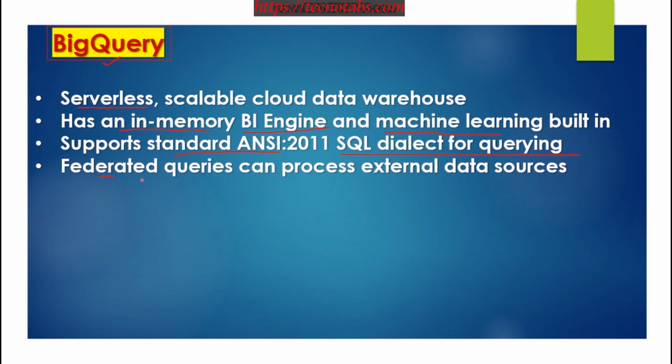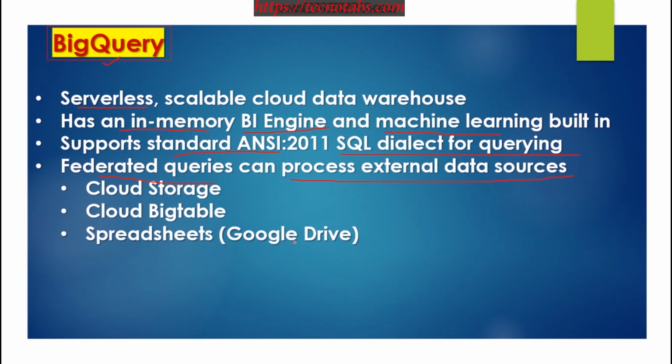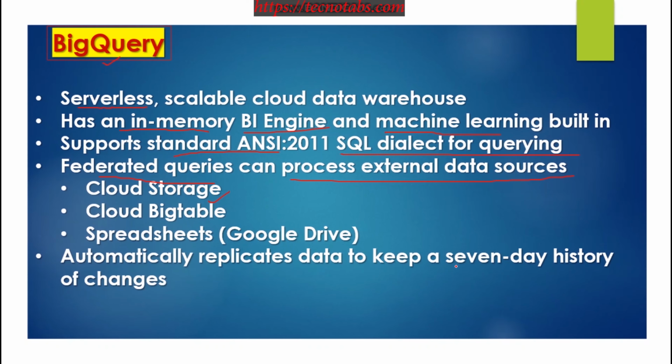It supports federated queries that can process external data sources. It means that it can pull the data from Cloud Storage, Cloud Bigtable, or any spreadsheets that are there in Google Drive. So you don't have to worry about where the data is coming from. You can pull whatever resources you have in GCP using simple SQL queries with join statements and group by statements.